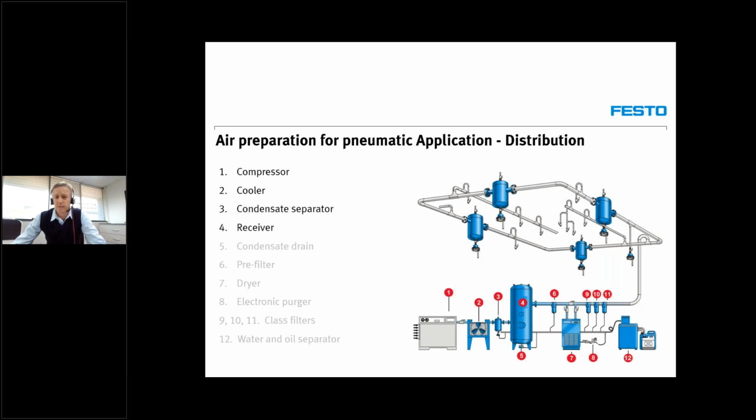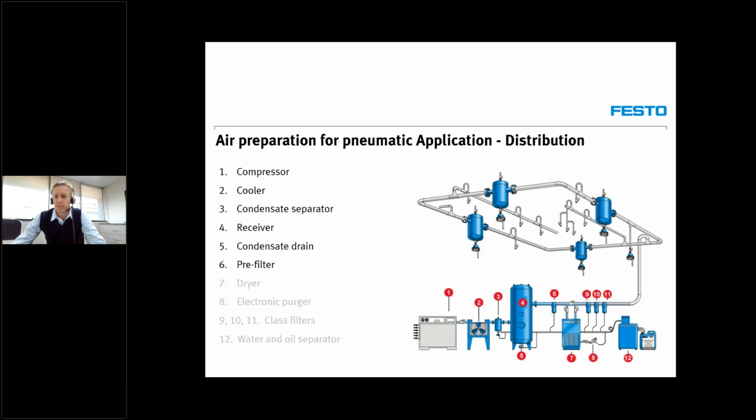Now the receiver has got more than one function in the generation process. Firstly, it acts as an accumulator for the compressed air, but it also filters out any fluctuations of air pressure that could be coming from the compressor switching on and off, or air usage from the plant. And thirdly, the air is given more time to cool down and the vapor can condensate further. Number 5, we've got the condensate drain.